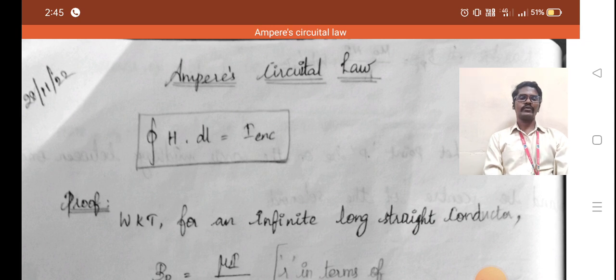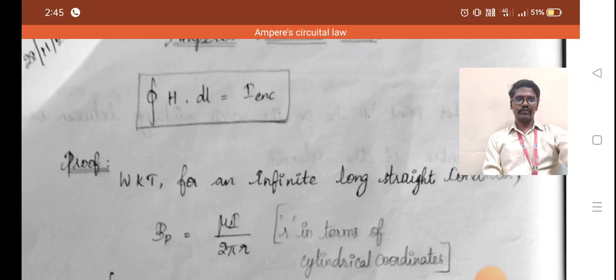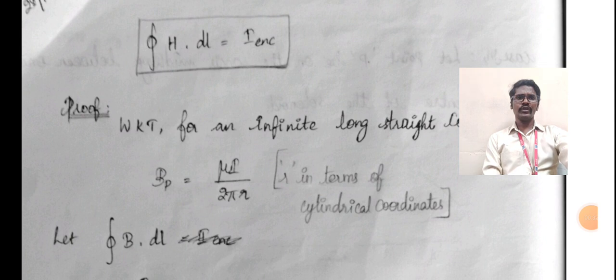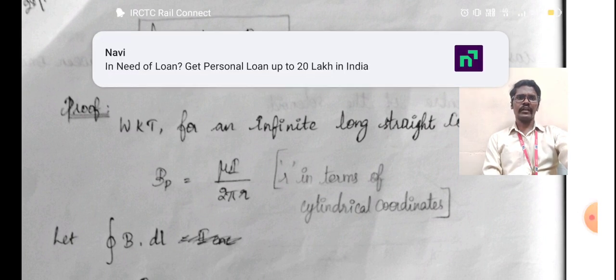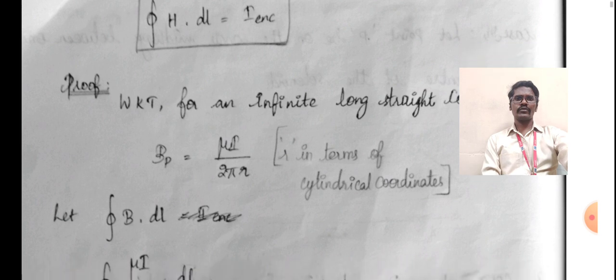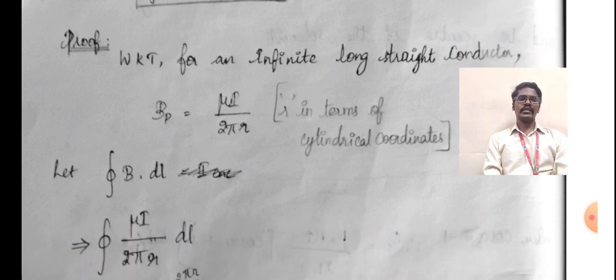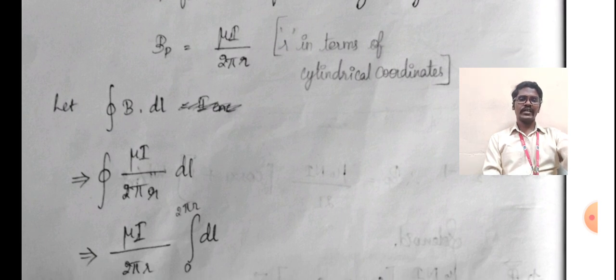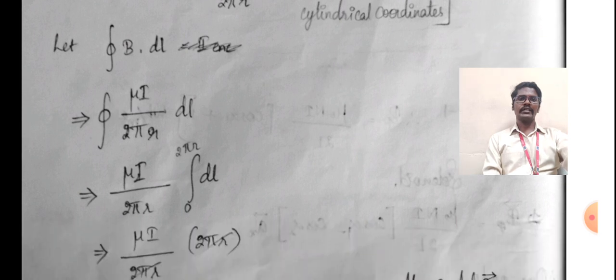First we are going to prove the Ampere Circuital law. For that, I am considering an infinite long straight conductor for which we have derived the value Bp is equal to mu I divided by 2 pi r. Now we consider the line integral B dot dl. Instead of B, I can replace it by mu I by 2 pi r into dl. Taking the constant outside, we get mu I divided by 2 pi r into the line integral.